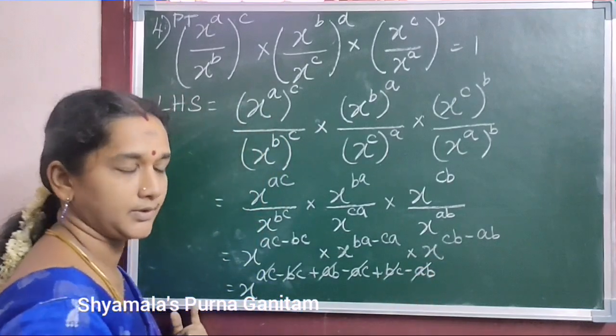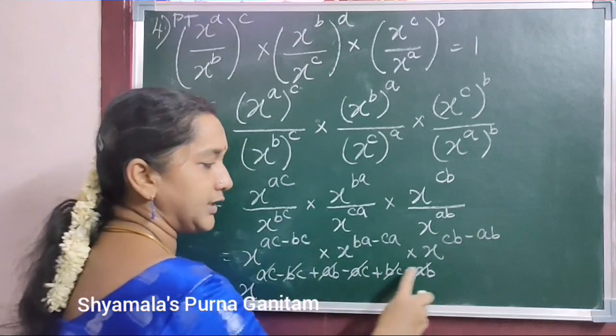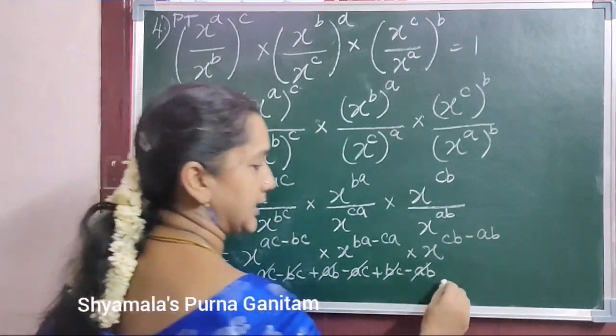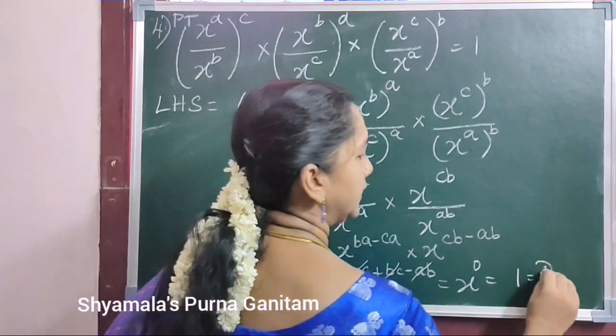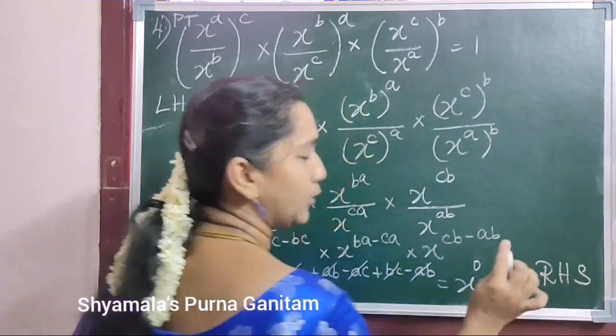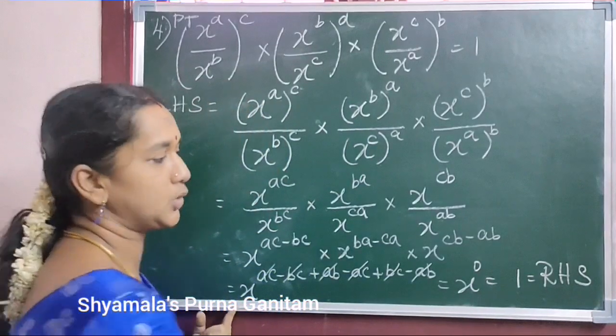So what is the answer? You will get, everything is cancelled. So you will get x power 0. That is, anything power 0 is 1. So this is our RHS. They are asking you to prove that RHS value is 1. So we have proved that.